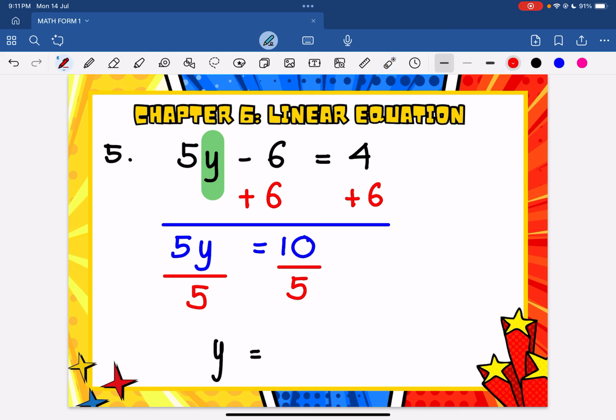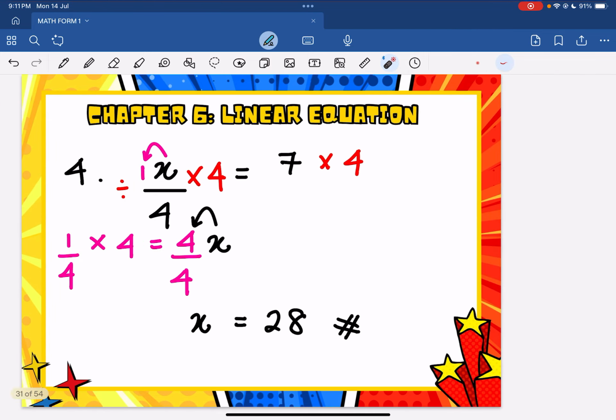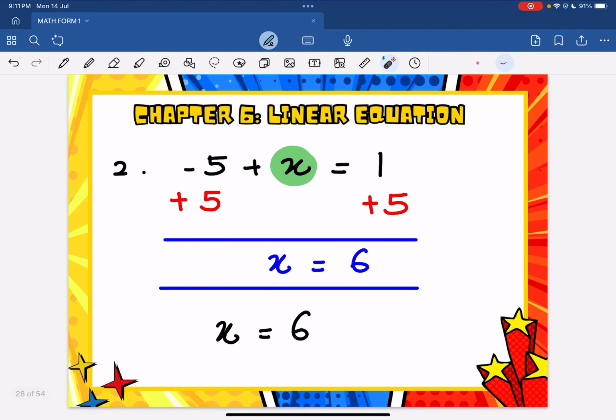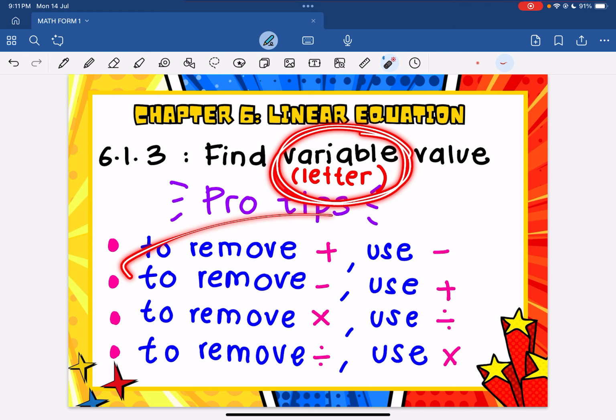So this is 5 over 5, which is 1. 1y. 10 divided by 5 is 2. So this is the final answer. y equal to 2. Hopefully this video helps you understand how to find one variable using these pro tips.